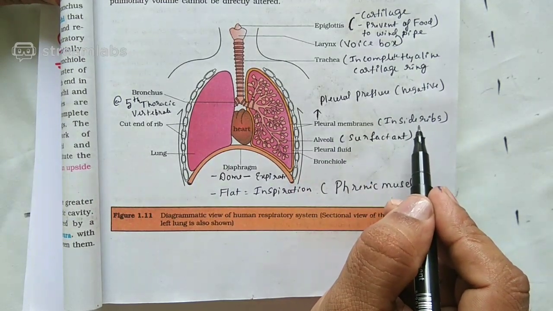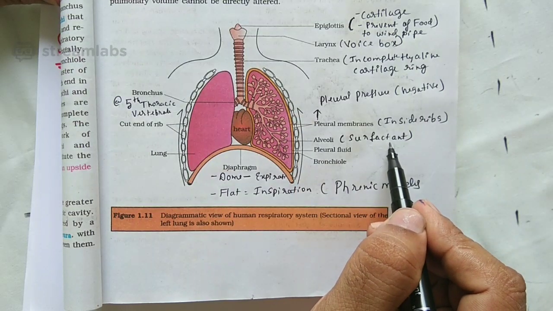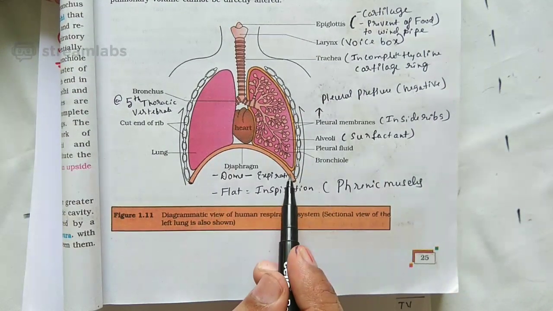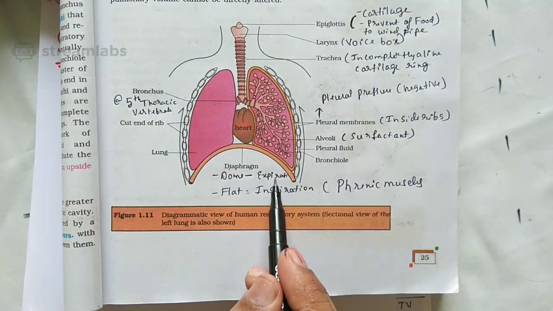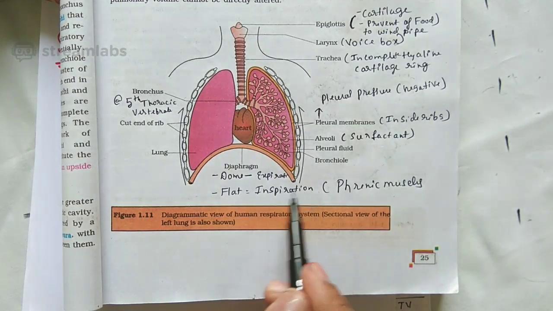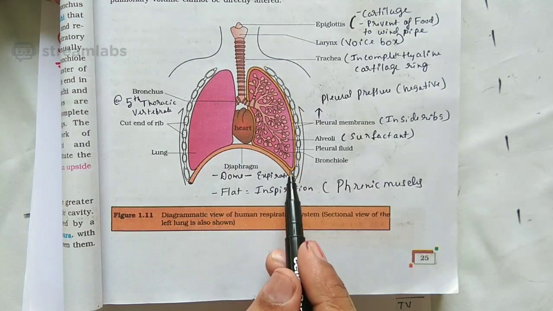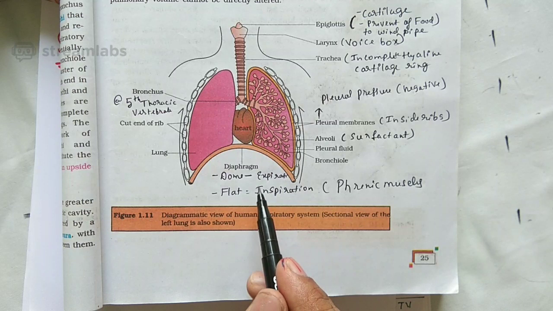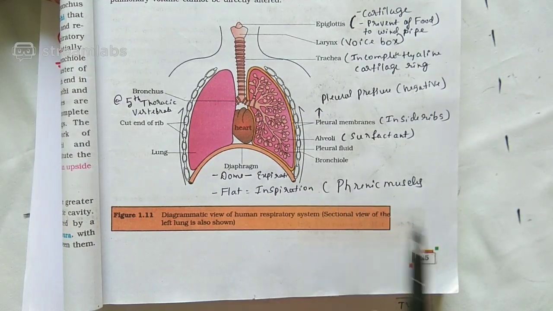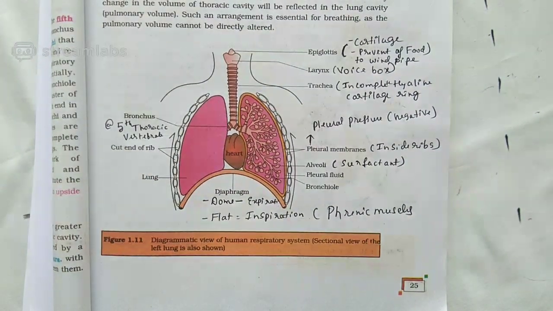Once it has appeared as a question. Alveoli has surfactant, which is produced after 23 weeks, and I told one more thing here: the diaphragm will be dome shaped during expiration, means when the diaphragm is relaxed, and the diaphragm becomes flat when the person has to go for inspiration. Please remember that the diaphragm contracts for inspiration, and the diaphragm gets relaxed for expiration. And the diaphragm is made up of which muscles? Phrenic muscles.